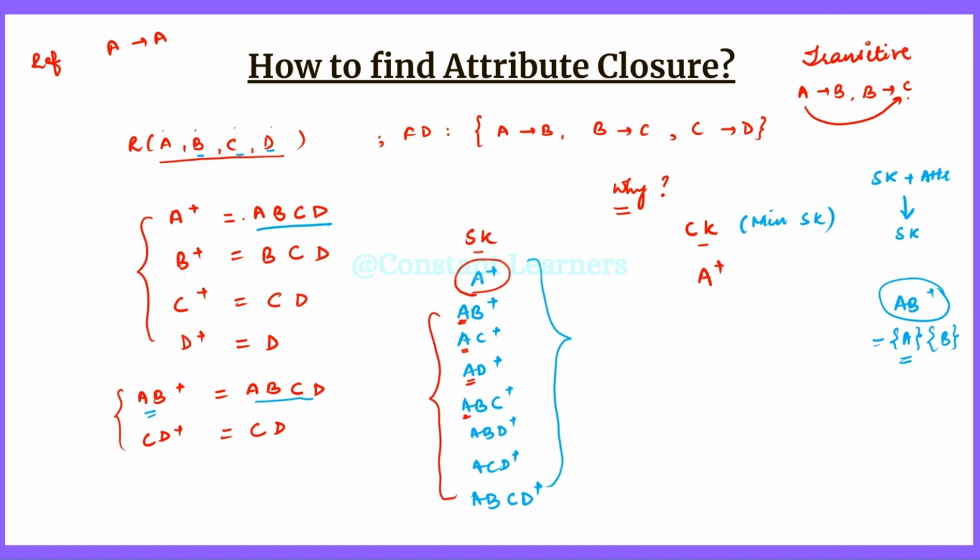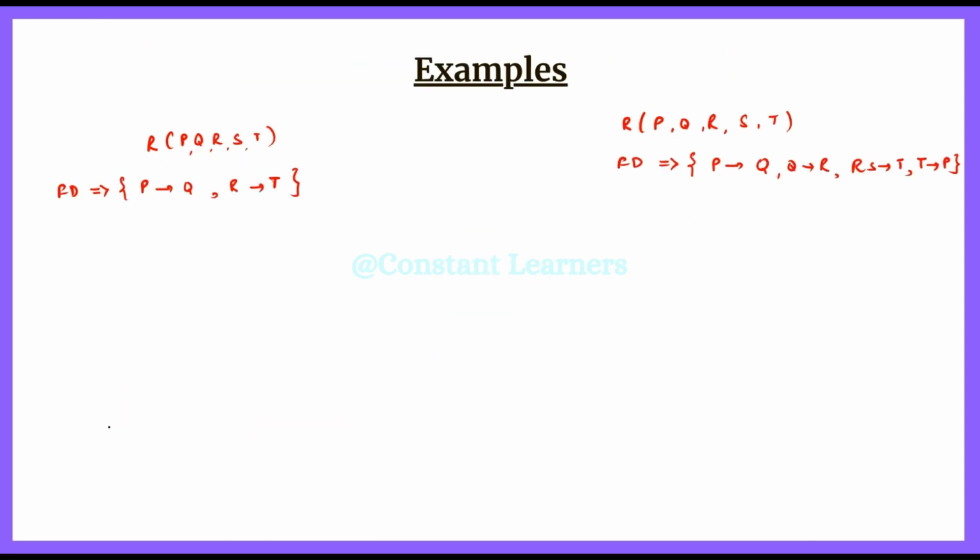Alright. Attribute closure of A gives us all the attributes available in a relation and thus that is selected as a super key. And since it is a minimal super key, it is selected as a candidate key. I hope that this topic was clear. Now let's take some examples to understand some shortcuts to find the super keys and candidate keys.